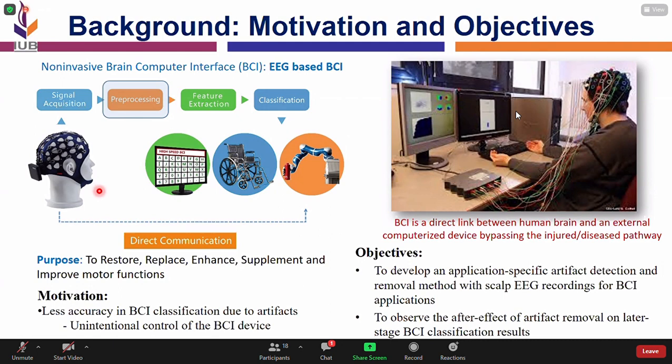This particular talk will be focusing on the pre-processing part of the EEG signal. The idea is that the EEG signal is often contaminated with different types of noise known as artifacts, and the presence of artifacts will eventually make some mistakes in the control of your BCI devices. So it is important that you detect and remove these artifacts reliably from the signals, and then pre-process the signal and see the result of artifact removal from the EEG signal, and how it affects your BCI performance.